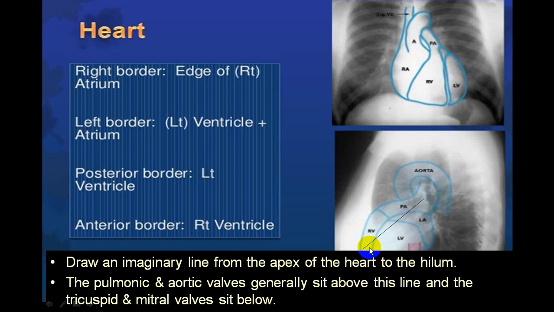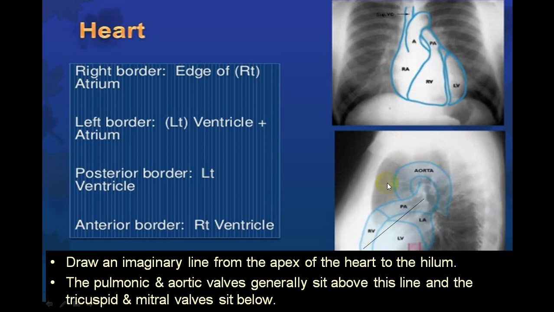Behind this line, if you draw a line from the hilum to the apex in a lateral view, this will be the LV, and above that, this will be the LA. So LV and LA come posterior, while RV and pulmonary artery come anterior. If you look here, the right border is mainly by the right atrium, and the inferior part is by the right ventricle. But that you can easily identify.